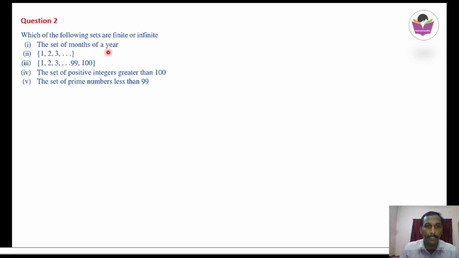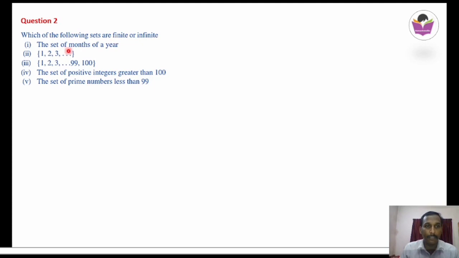The set of months of a year. Here we are asked to find out whether the sets are finite or infinite. Finite means the number of elements is countable. Inside the set, whatever elements are there, we will be able to count and write the total number of elements. Infinite means, of course, we cannot count. It goes up to infinity.